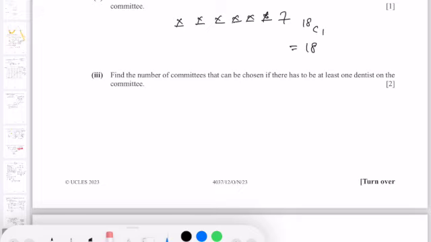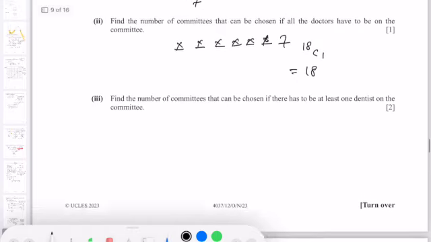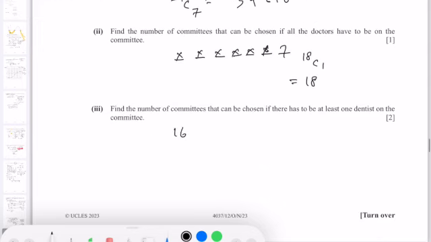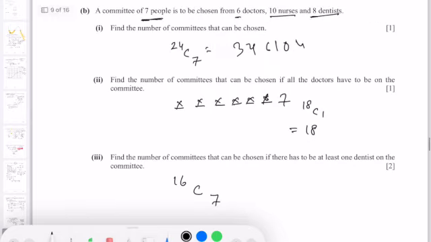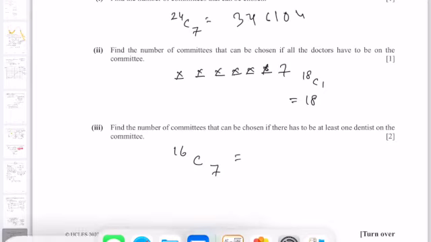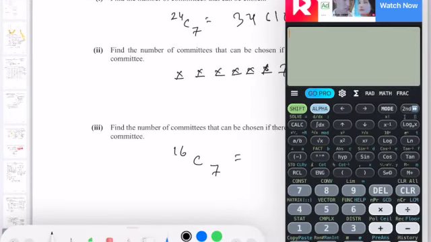Next, there is given, find the number of committees that can be chosen if there has to be at least one dentist on the committee. Marks is 2, so that's not too hard. Okay, so without dentist, how many teams can we make? So there is a total of 16 with doctors and nurses. So 16C7. See, this is without dentist. So let's check what is the result. So this is becoming 11440.